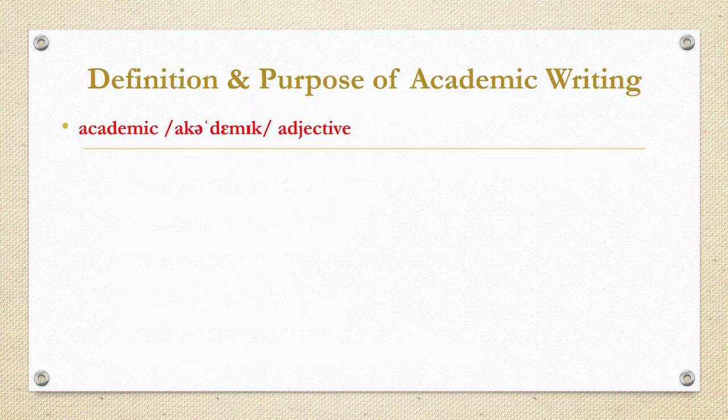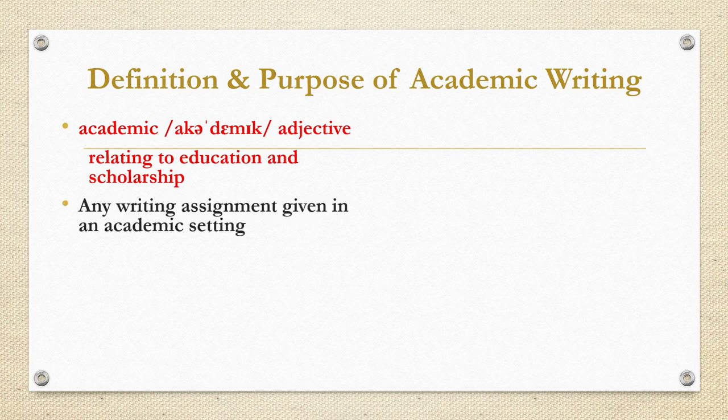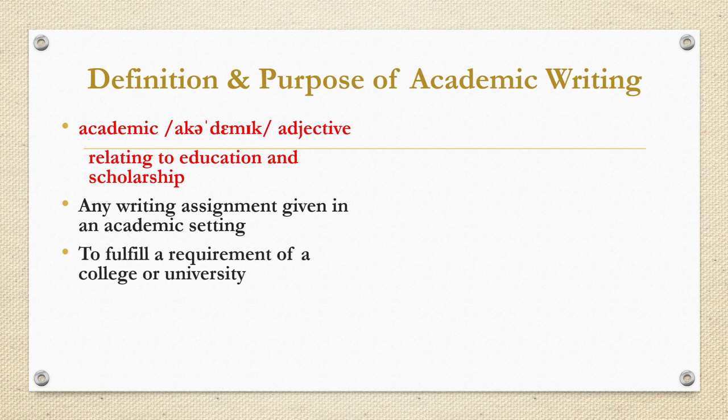So as far as the definition is concerned, the word academic, it is an adjective, and this is its pronunciation, which is within the slanting lines. So academic means something which is related to education and scholarship. It is any such kind of writing which is given in the academic setting.